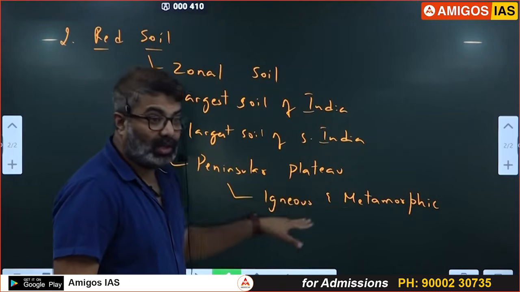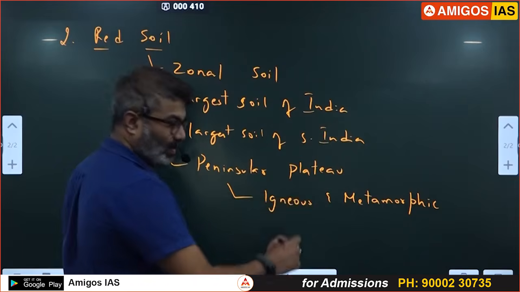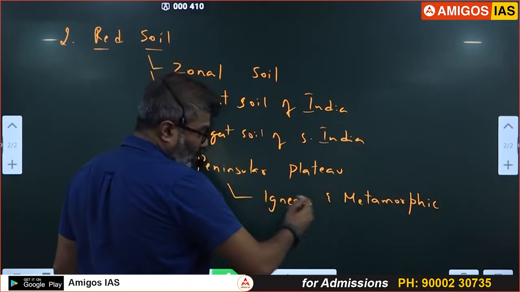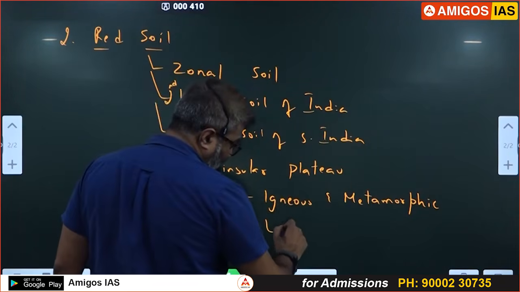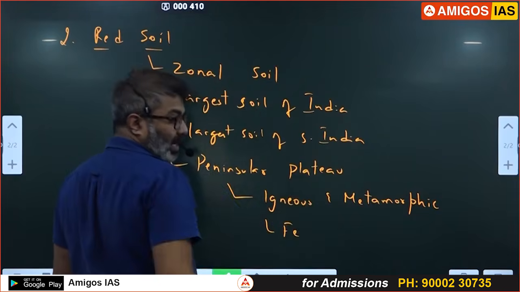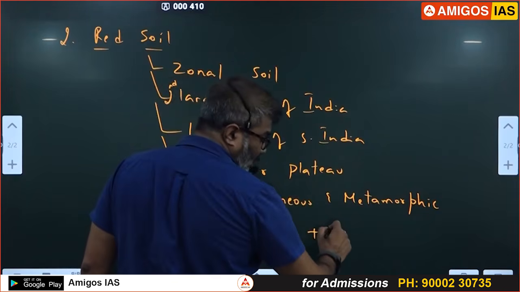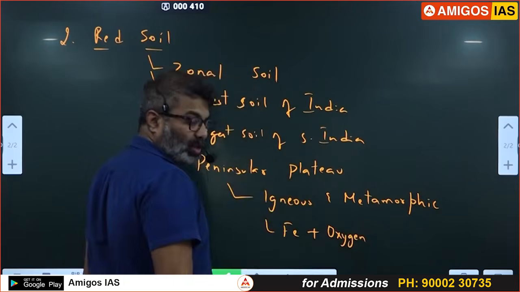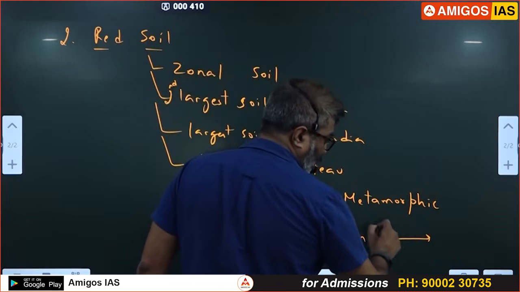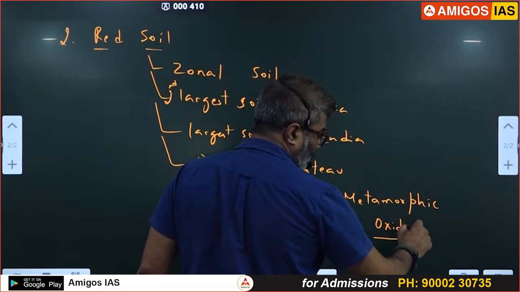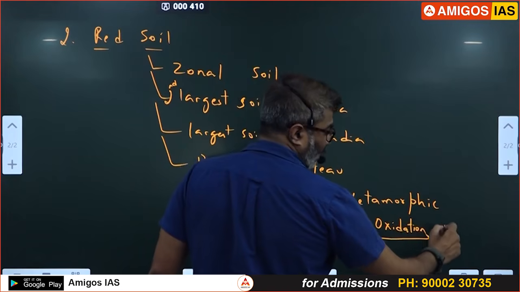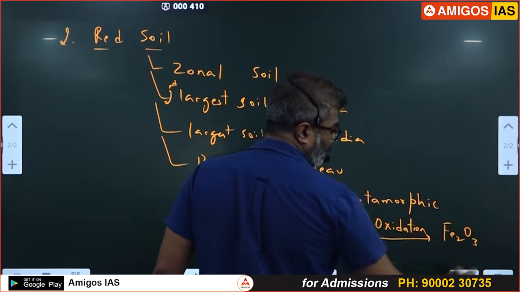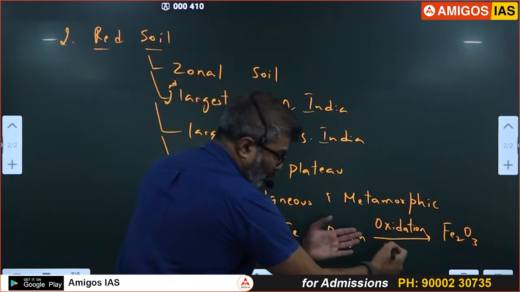What is the most common mineral? Iron. The rocks contain so many types of minerals, and most common among them is iron. This iron comes in contact with oxygen. Correct. Iron comes in contact with oxygen and undergoes oxidation, forming ferric oxide. Don't worry about the chemical reaction, just remember the oxidation process.